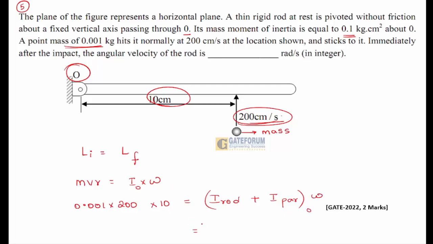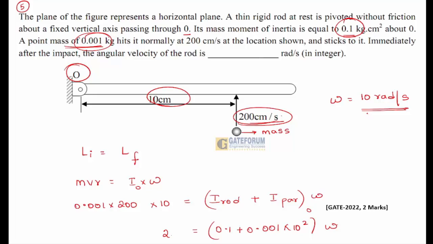That is equal to, you will get, 0.1 plus 0.001, because he has given it clearly in the question, the moment of inertia here, into 10 square into omega. From here calculate omega. If you calculate omega, you will get 10 radian per second.